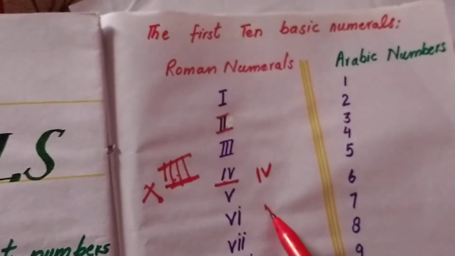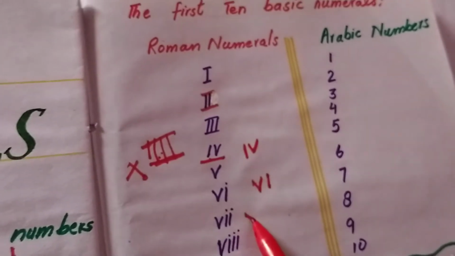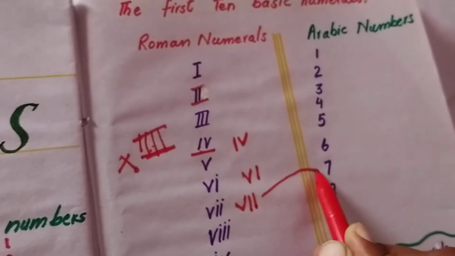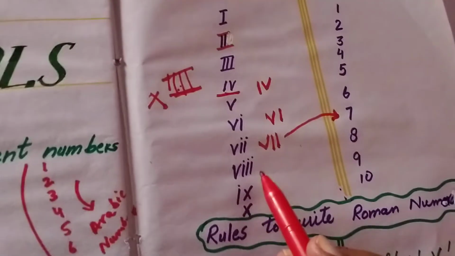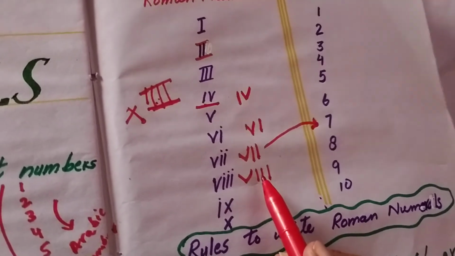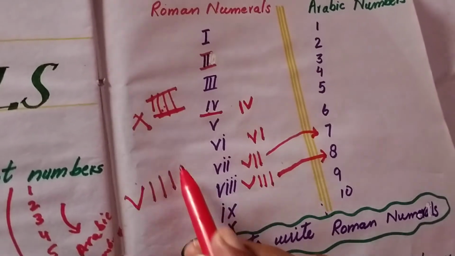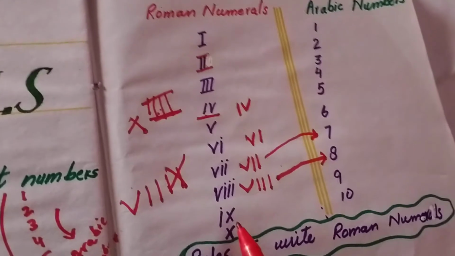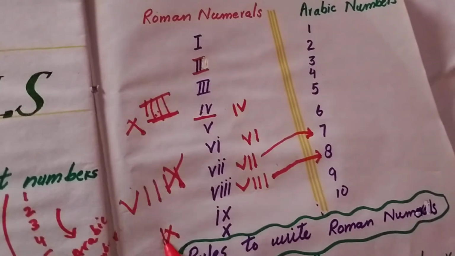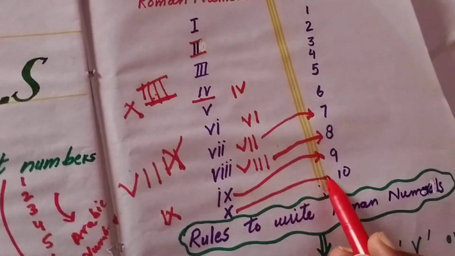How to get the 6? Add 1 to the 5 from the right side, and it becomes 6. To 5 we add II from the right side, and it becomes 7. Then 5 and three ones make 8. But 5 followed by four ones for 9 is wrong. For 9, we first write 10, then subtract 1 from the left side, and it becomes 9. X is equal to 10.